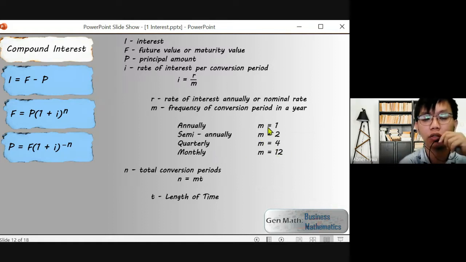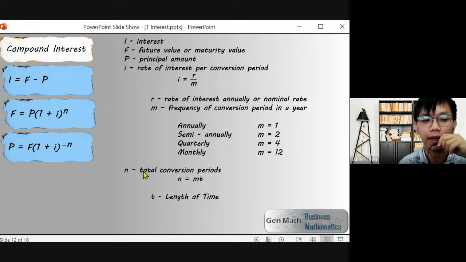Okay, so these are the values of M. It depends on the compounding conversion period or interest conversion period. So annually, the value of M is 1, up to monthly, that will be 12. Okay, so that is how we solve for the value of I.